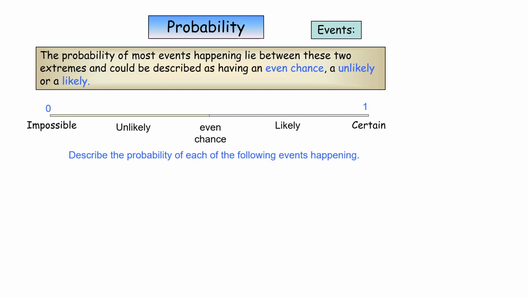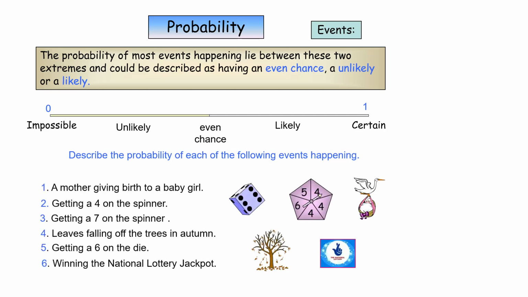Okay, so we're going to describe the probability of each of the following events occurring. So what's the probability of a mother giving birth to a baby girl? Well, it's going to be evens, boy or girl, 50-50. Getting a 4 on the spinner. So there's our spinner with 5 options. 3 of them are 4. So 3 out of the 5 are 4. So the chance of getting a 4 on the spinner is more than even. It's going to be quite likely.